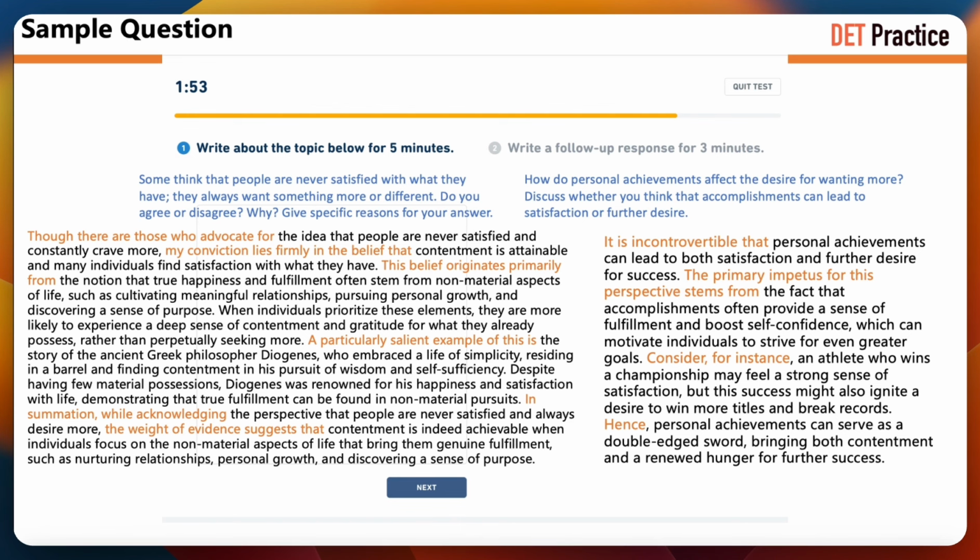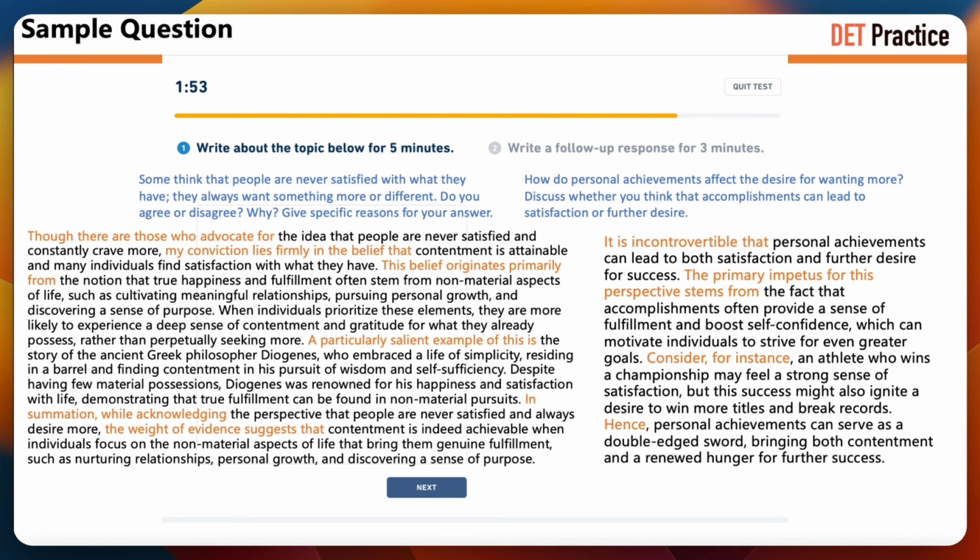For the follow-up question, template 2 is utilized. It starts assertively with, "it is incontrovertible that personal achievements can lead to both satisfaction and further desire for success." The sophisticated reason is introduced with, "the primary impetus for this perspective stems from," followed by an explanation about how accomplishments affect self-confidence and motivation.